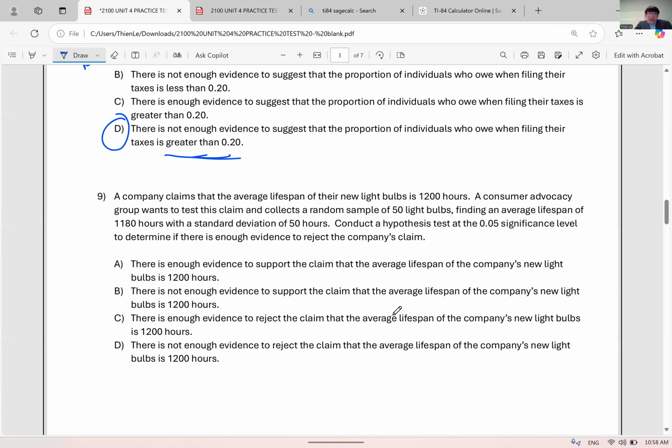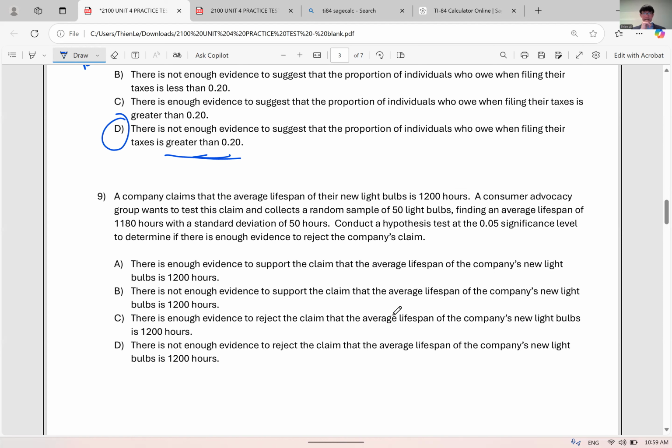Here in problem 9, a company claims that the average lifespan of their new light bulbs is 1,200 hours. A consumer advocacy group wants to test this claim. Okay, so they want to test, and then find an average. Conduct a hypothesis test. So what do they want to test here? Let's see. In finding, the average lifespan is 1,180 hours with a standard deviation of 150 hours. Conduct a hypothesis test to determine if there is enough evidence to reject the company claim.